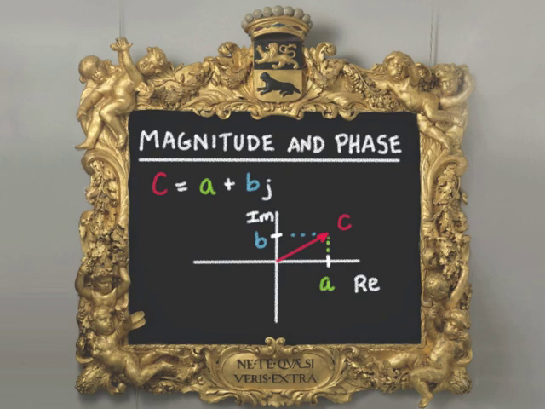The magnitude and phase of a complex number are very simply defined. So let's start off with a complex number we'll call C, and it's equal to a plus bj, where j is the square root of -1. a is the real part of this complex number, and b is the imaginary part. And we can draw this complex number in a complex plane. It has a component a along the real axis and b along the imaginary axis.